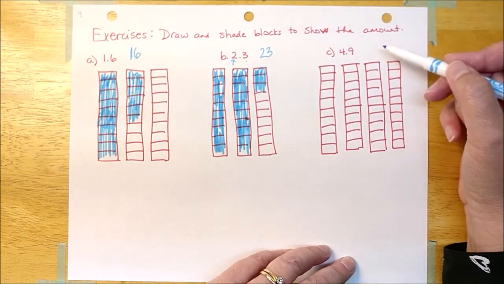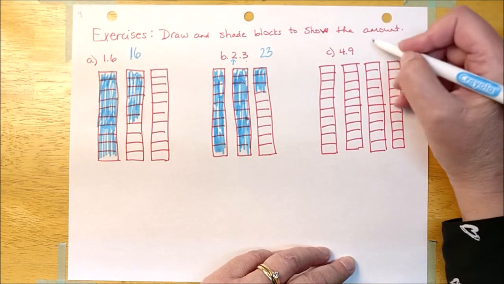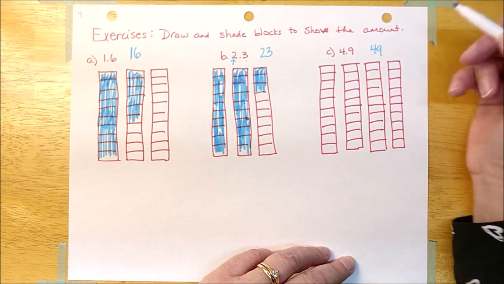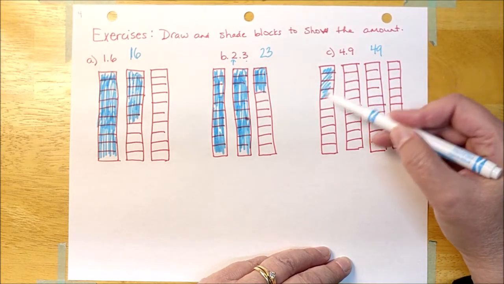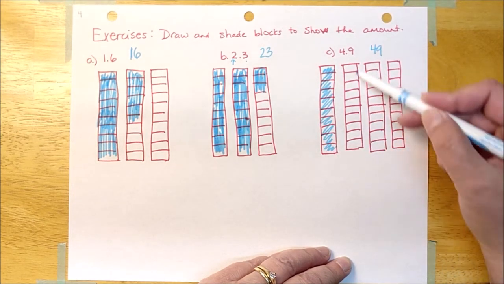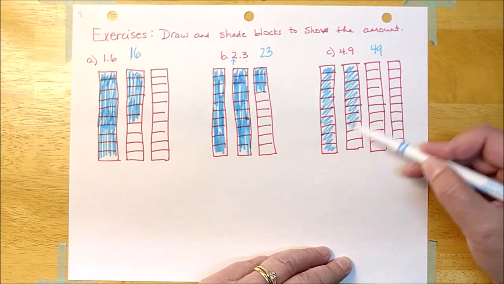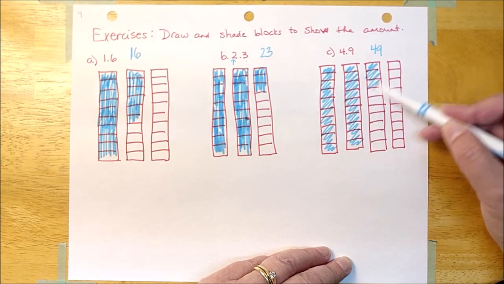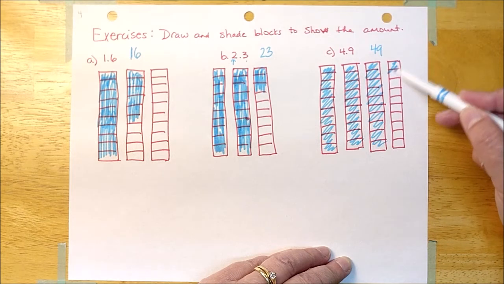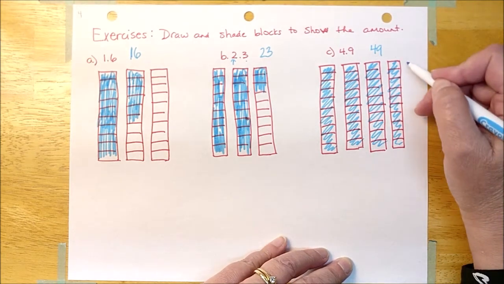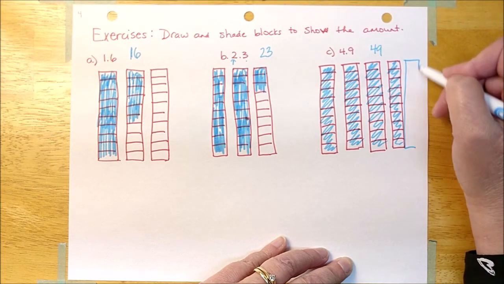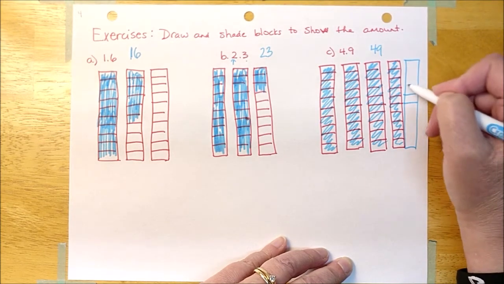Okay, now I have to color in 4 9/10, which would be 49 of the little squares. So here I go. There's 10, 20, 30, 40. Oh no, I didn't draw enough bars. Here is one more.